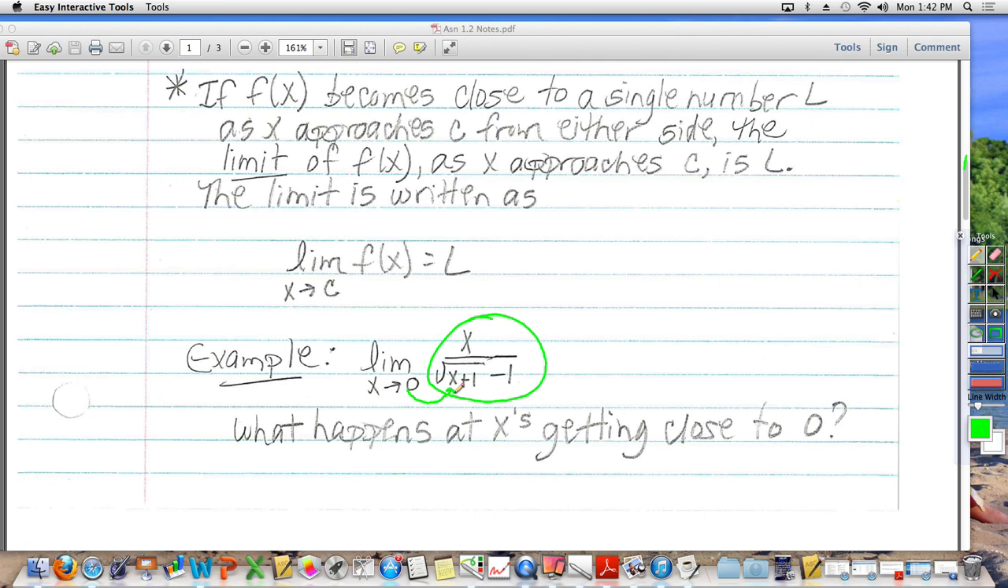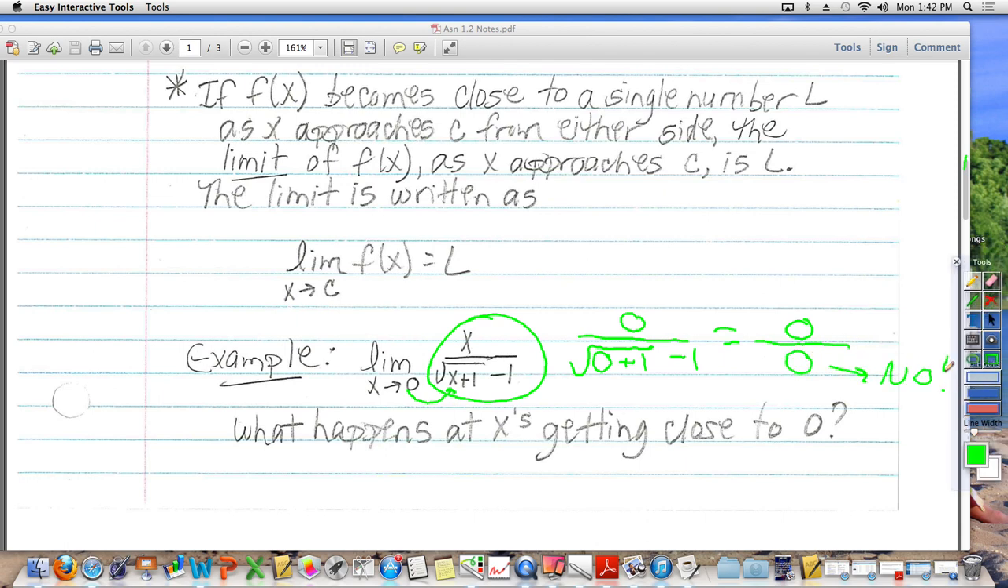So, let's see what happens here. If I put a 0 in for x, I'm going to have 0 divided by the square root of, I'm going to replace that x with 0, plus 1, minus 1. Well, on the top we have 0. The bottom: what is the square root of 0 plus 1? It's 1. What is 1 minus 1? 0. And we cannot do that. It's a big no. You cannot have 0 on the bottom of the fraction. So what we need to do is figure out what happens as we get closer to 0, not what happens specifically right at 0. What's going to happen when we get closer and closer to it.